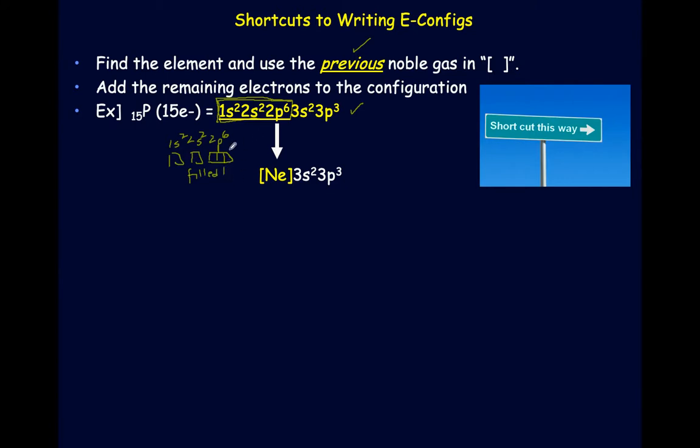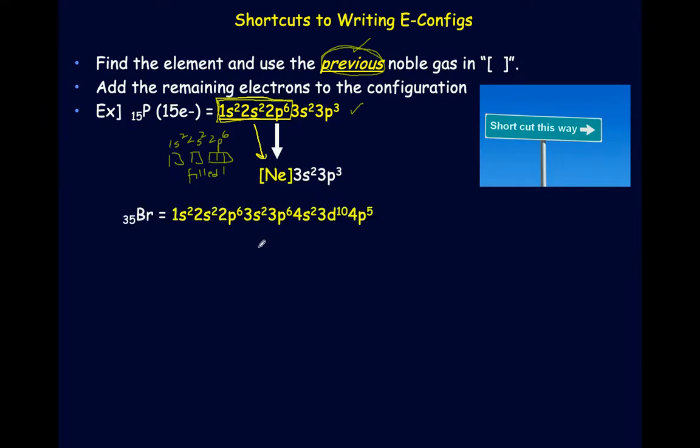Since that's filled already, we can represent this part of the phosphorus configuration as neon in brackets, and then add the remaining electrons. So phosphorus is really neon plus the extra 5 electrons, because neon is 10. Neon is behind phosphorus in the periodic table, which is why you want to find the previous noble gas to wherever you are on the table. Then we count up and add the remaining 5 electrons, 3s2, 3p3.